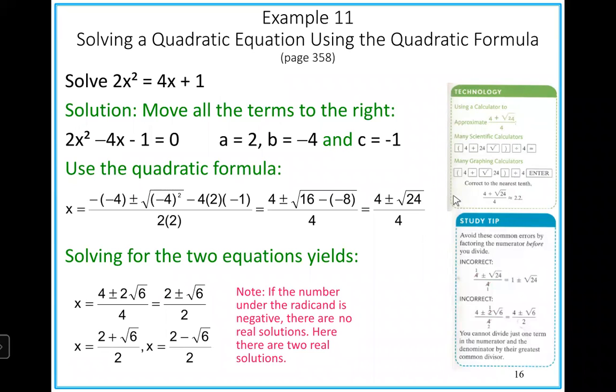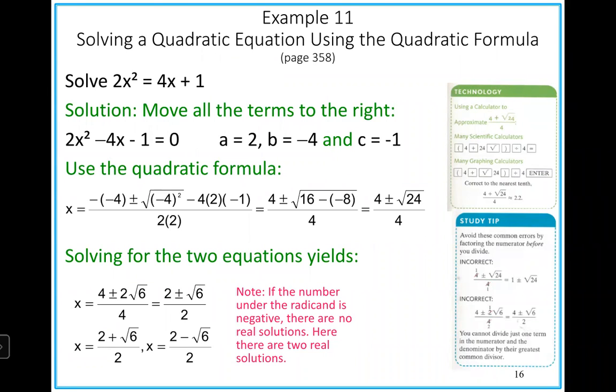1, 3 3s are 9, 2 2s are 4, 16. Solving for the two equations, they got 4 plus or minus 2 square root 6 over 4. And so they left the answer in that form rather than try to work out the square root of 24.